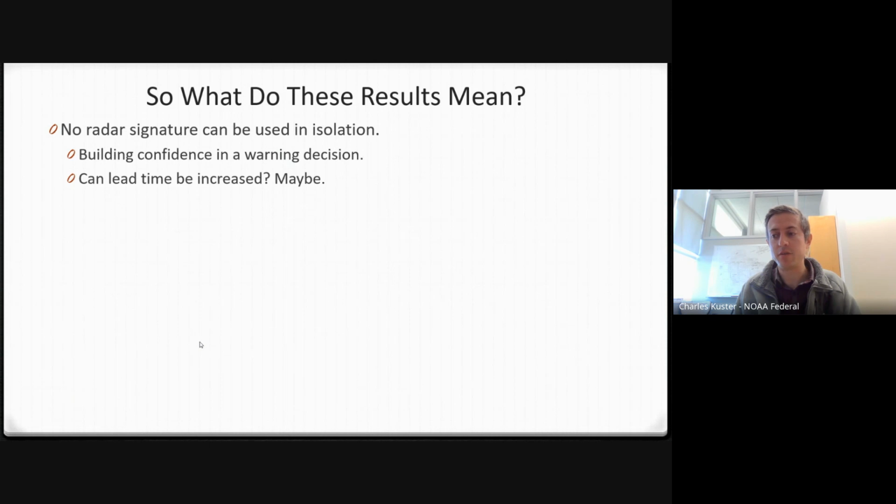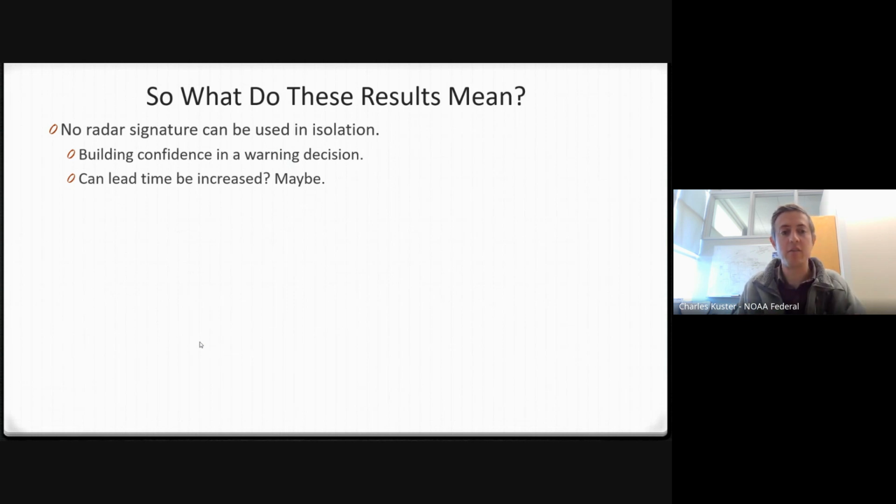I do get questions about lead time a lot. Can mid-level KDP cores increase lead time? I mean, they develop before a mesovortex does, but if we start asking that question, the answer is, I can only answer that if we consider these signatures in isolation from everything else. So I don't think they should be considered in isolation. So I guess my answer to the question is maybe.